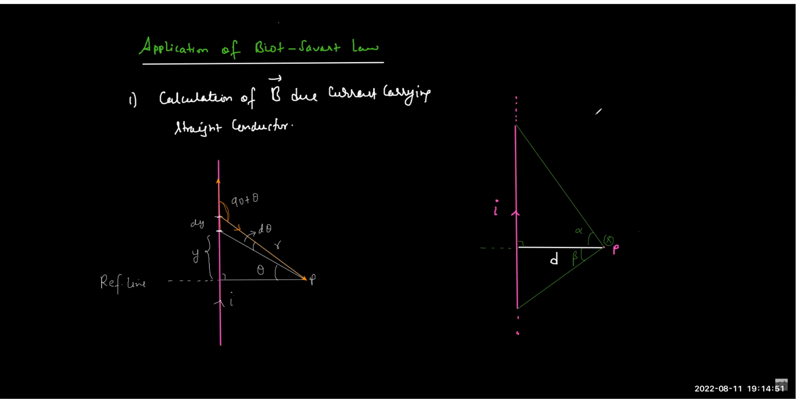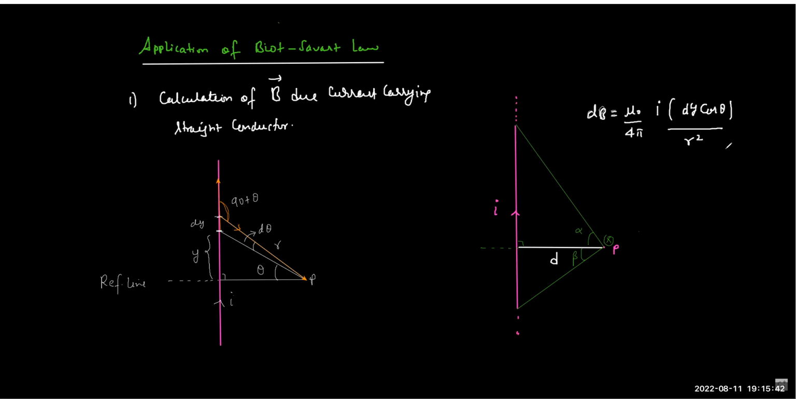So if you use the BITSAT law, in scalar form how do we write it? mu naught by 4 pi, I into dl cross r. What is the dl cross r? It was dl sin theta, correct? Yes, sir. What should I write here? Sir, we should write dl r cos theta. No, where is the dl? We don't have dl here. We have dy. Oh yes, sir, dy r cos theta. Where is it? So r we can cancel, and that will be r square. Okay, sir.